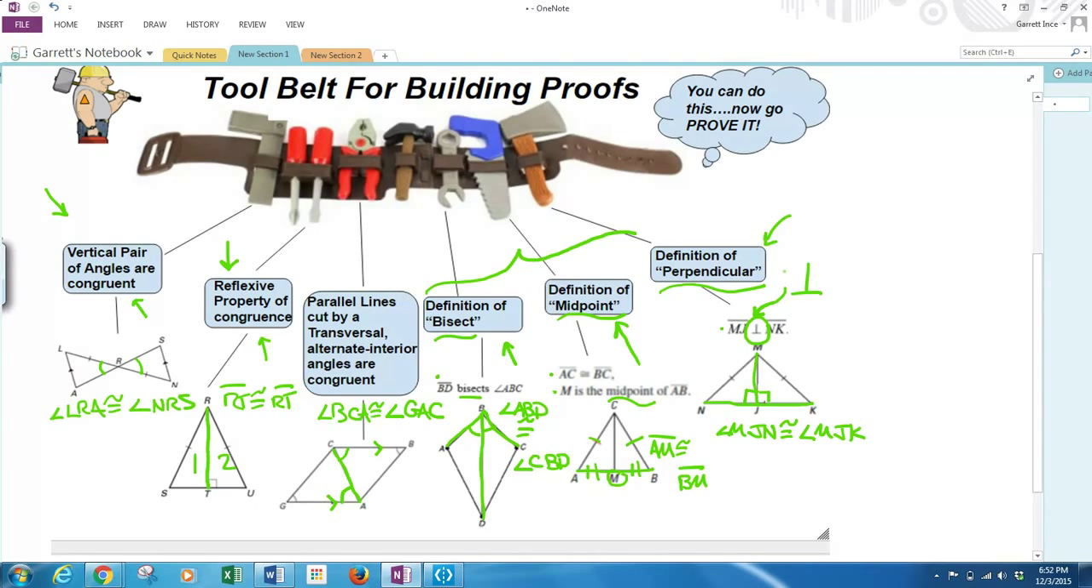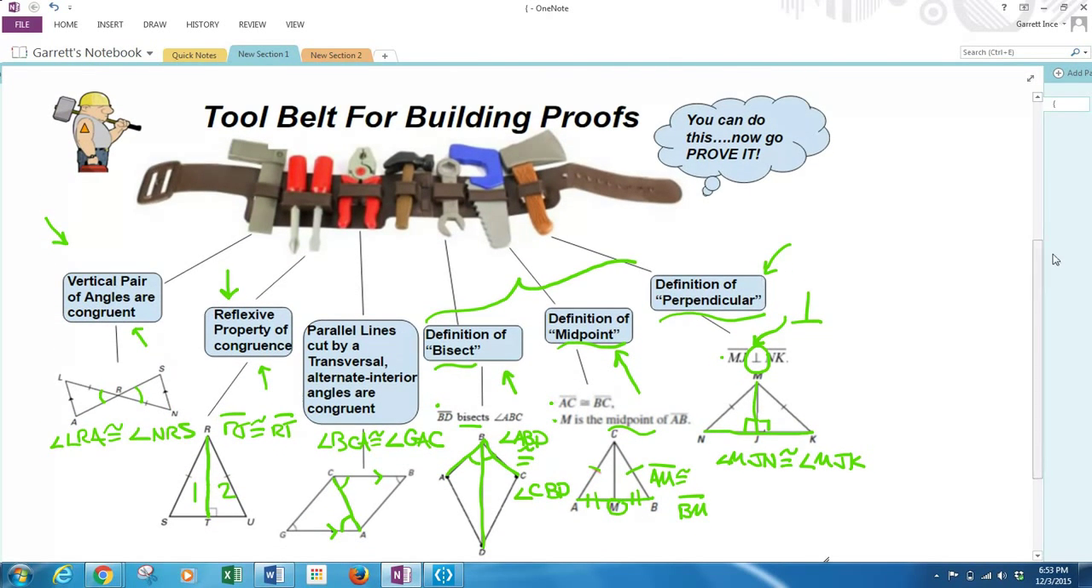So there you have it, 6 pretty common tools that you may want to use in your pursuit of trying to show that two triangles are congruent. With a little bit of practice, I know that you guys can do it. So now you just got to go out there and prove it.